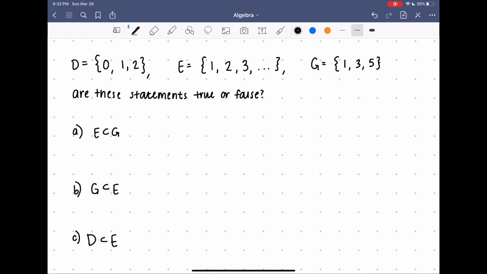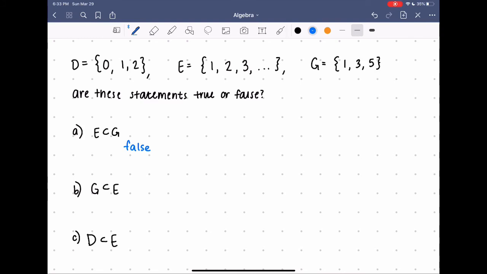Okay, given the following 3 sets, tell which of the following assertions are true and which are false. And then we're going to talk about why. So number 1, is E a subset of G? So let's look at E. E has 1, 2, 3, and it continues on and on. G has 1, 3, 5. So I need to know if all the things in E also exist in G. And that's definitely not true because E continues on and on forever and G only has 3 numbers. So that is false.